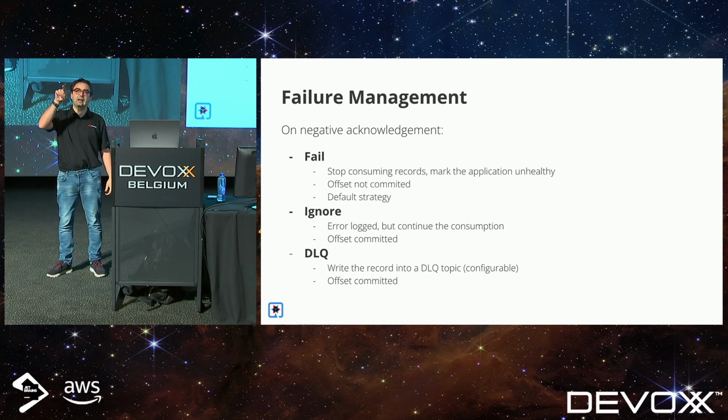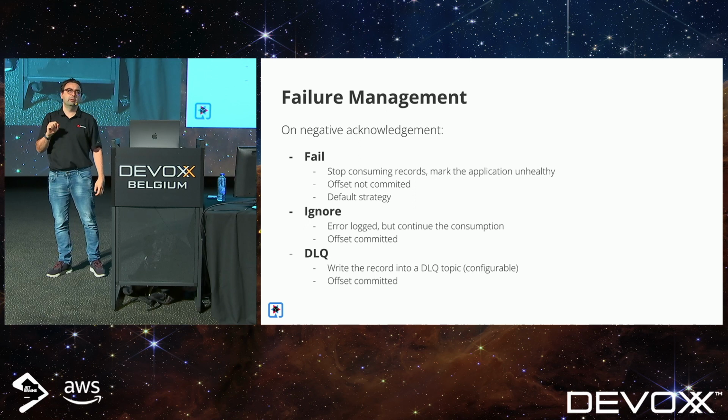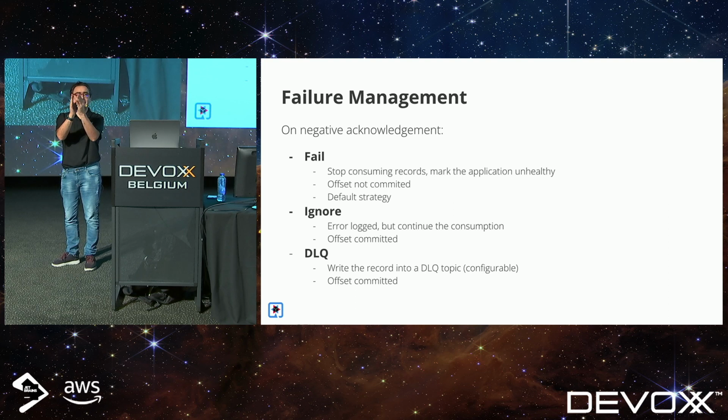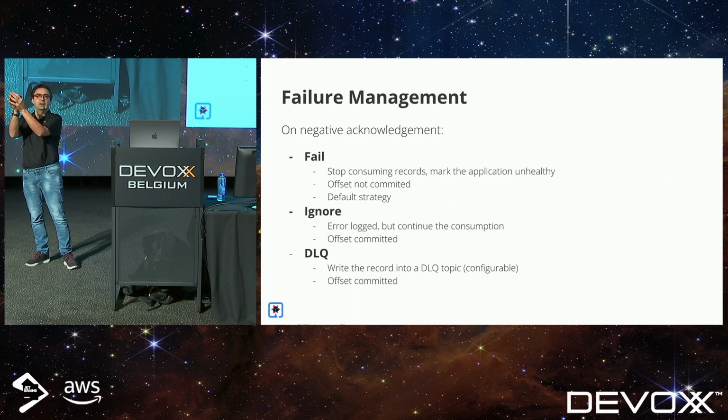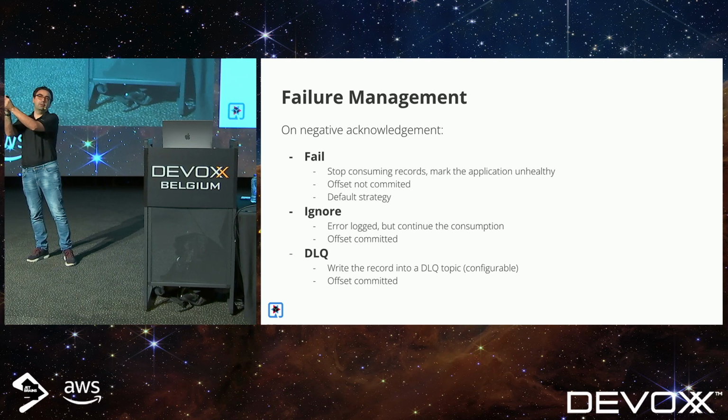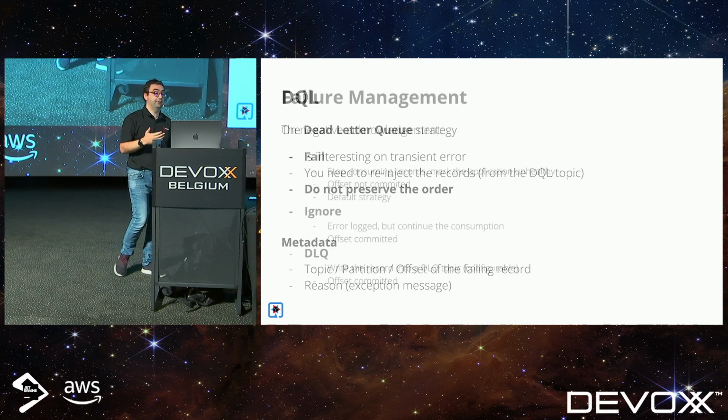Which means that I will continue to be able to process the rest of my topic. I just mark that record, say, yeah, something bad happened. So you cannot use DLQ if ordering is important. Because at some point, you will need to take these records written in the DLQ and reinject them inside your business logic. But they will be reinjected after the rest of the processing. So ordering will be lost. So if ordering is very, very important, failed is much, much better.